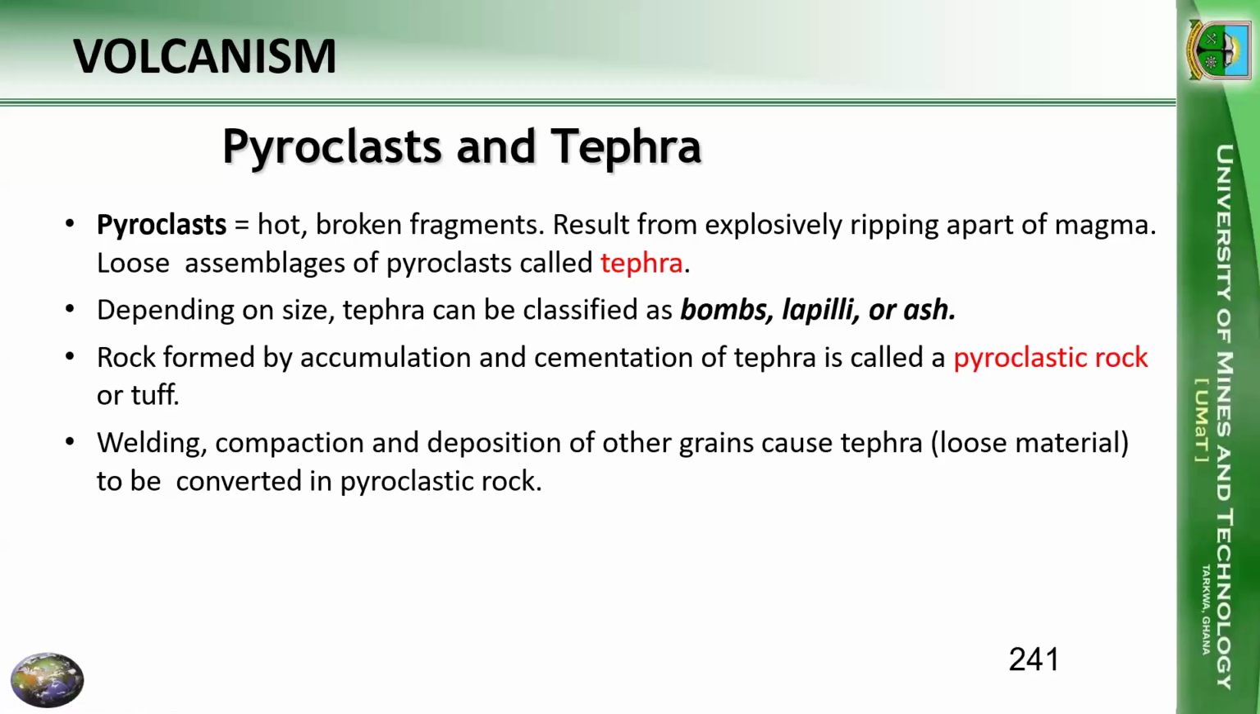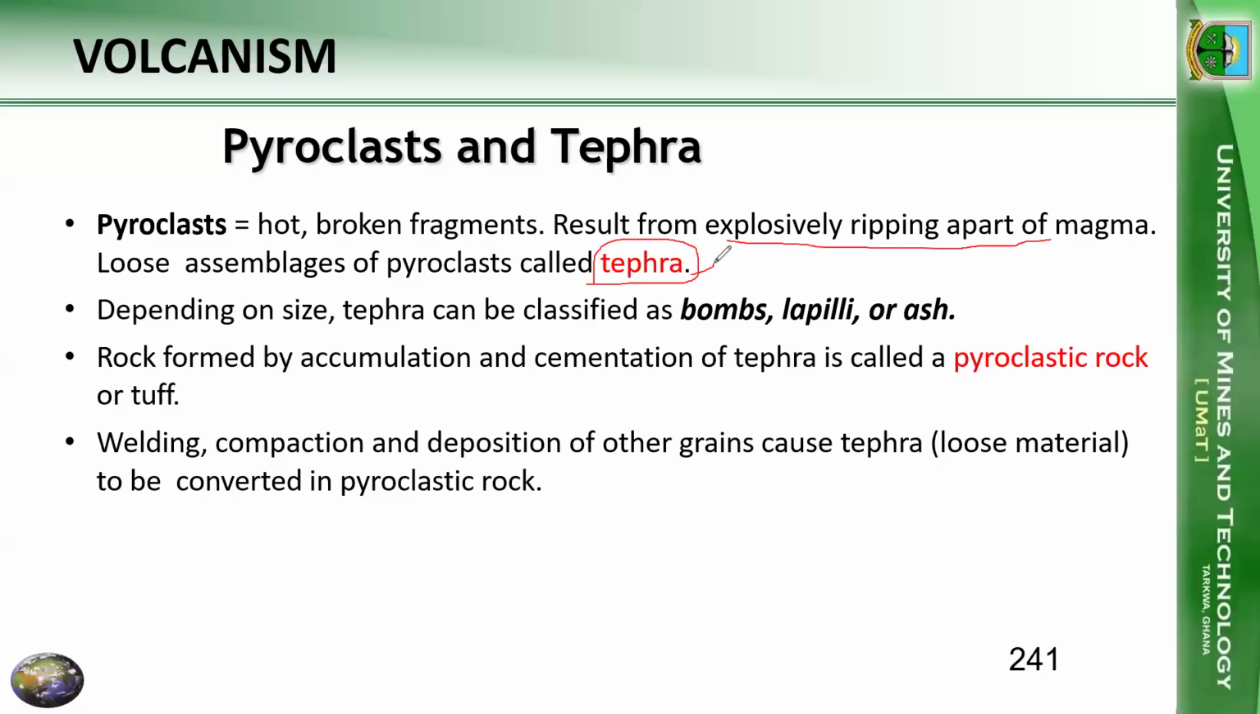When we use the term pyroclast, it means hot, broken fragments. And these loose assemblages of pyroclast are called tephra. So pyroclast results from the explosive ripping apart of magma. Think about an explosion: it explodes and releases hot, broken fragments that we call pyroclast. And when we put together these pieces and particles of pyroclast, we use the term tephra.